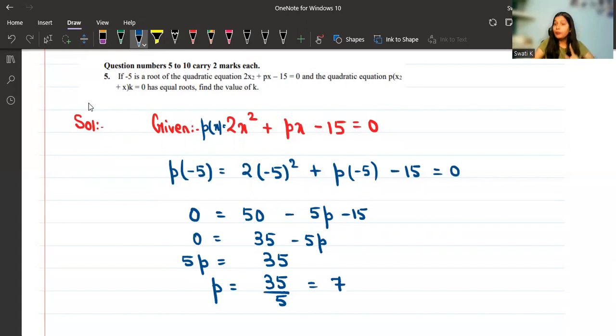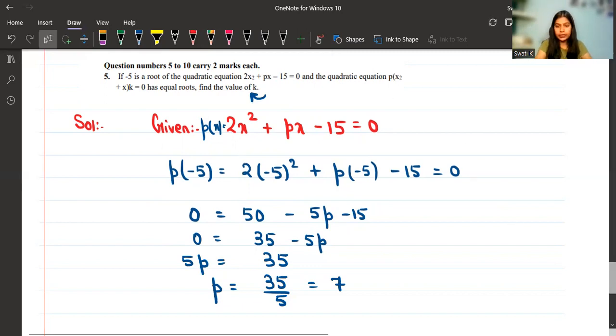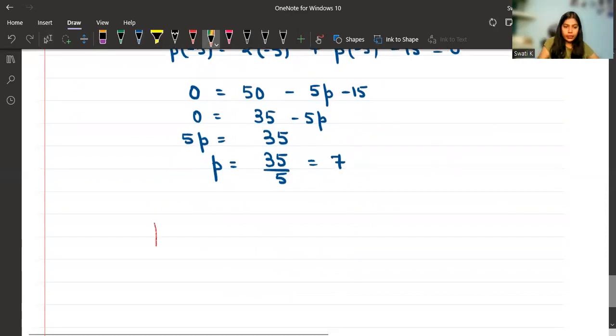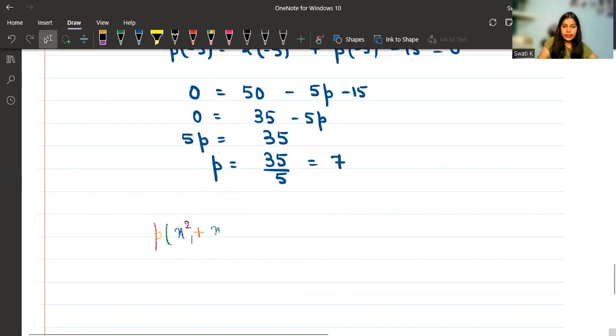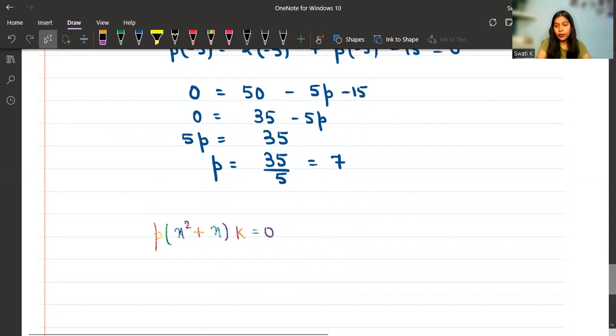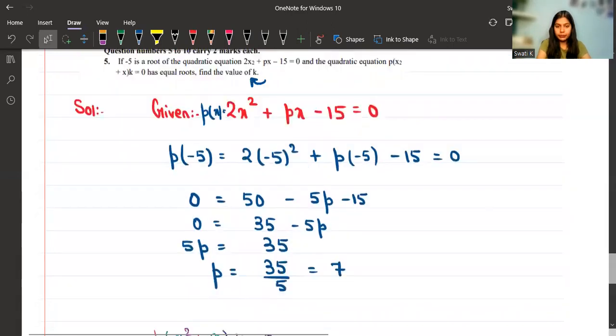So we got the value of p, but we have not got the answer yet because the question says we have to find the value of k, right? So let's go ahead. Now there is another piece of information given. First of all, we have another quadratic equation, and it is px square plus x into k equals 0. Let's write that down: px square plus x into k equals 0. Now this is another quadratic equation that we have been given, right?